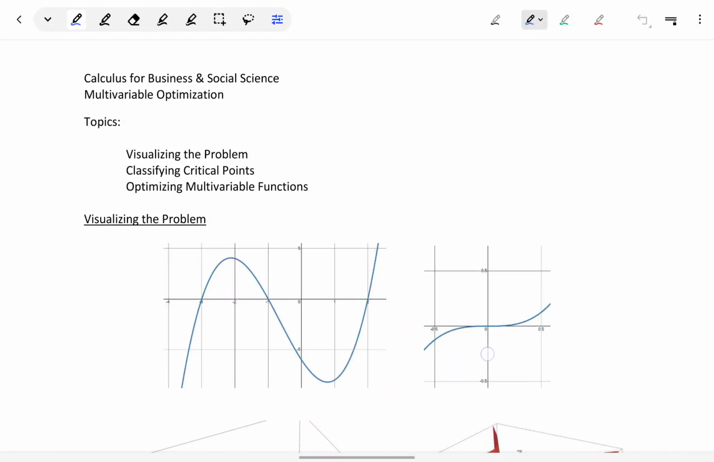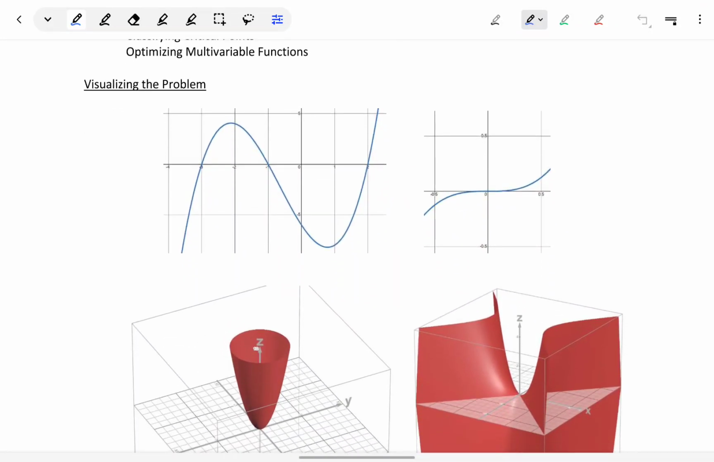We've already looked at optimizing single variable functions. Looking at this graphically is fairly straightforward to do. We just look for peaks or valleys on our graph, and we can identify those as a local max or a local minimum.